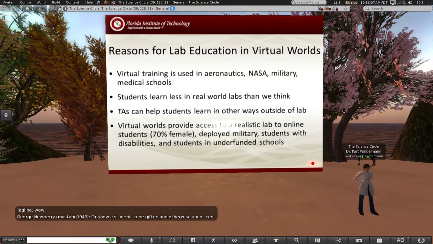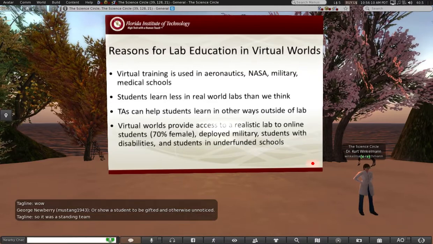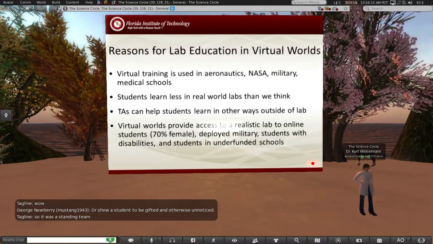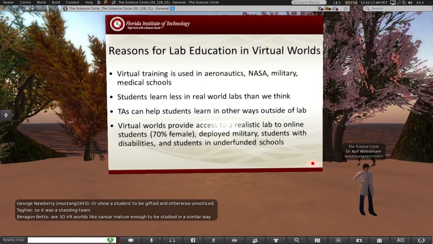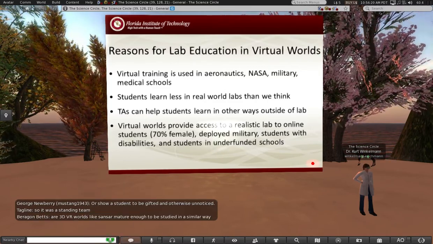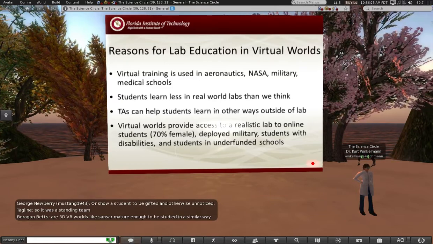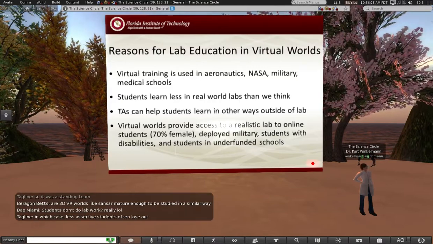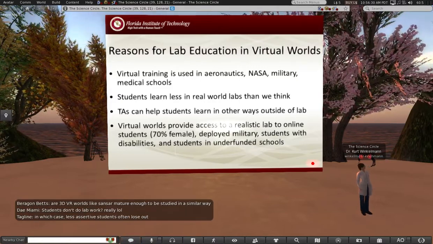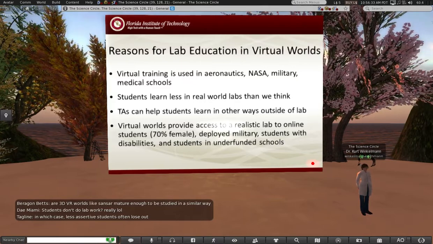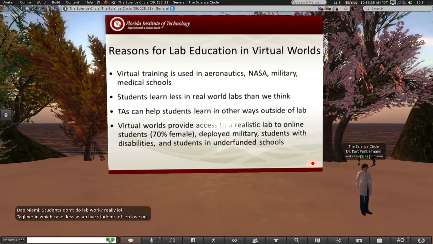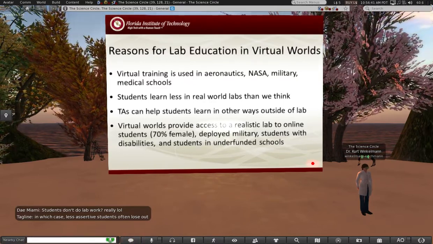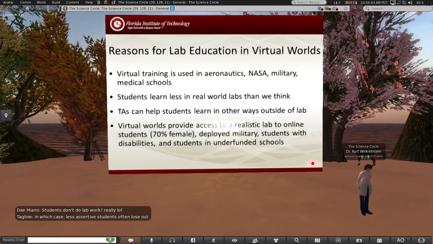So even in a real-world environment where the students have an opportunity to gain hands-on experience manipulating lab equipment, they don't always take advantage of it. And so they still might not learn those real-world skills that we want them to. And of course, virtual worlds can provide access to a quality lab experience for online students, most of them female, deployed military, students with disabilities, and students in underfunded schools.